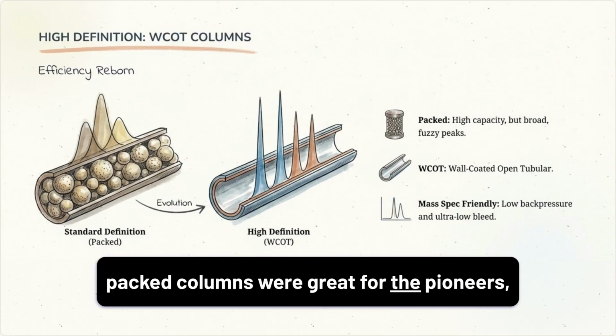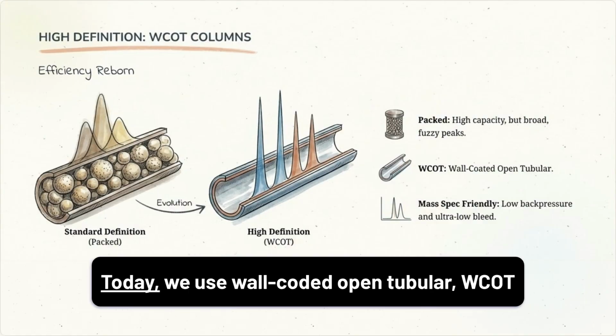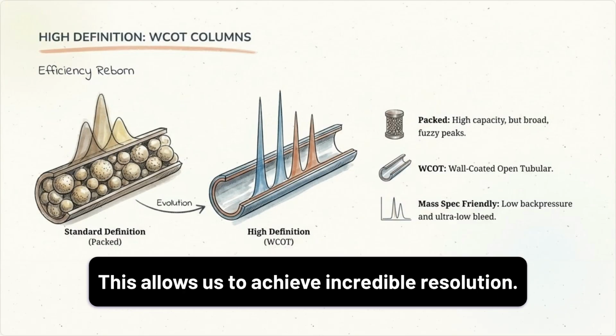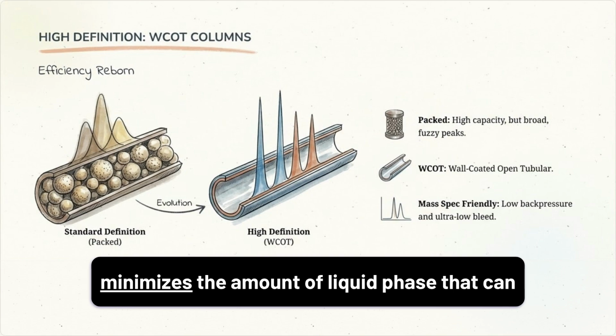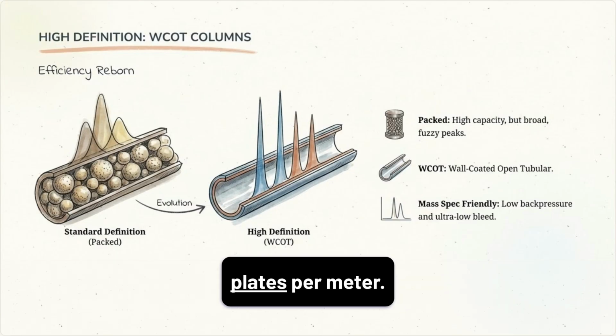Packed columns were great for the pioneers, but they were the standard definition of chromatography. Today, we use wall-coated open tubular, WCOT columns. Because the center is open, we can have 60-meter columns with minimal resistance. This allows us to achieve incredible resolution. A pro chooses WCOT for mass spec because it minimizes the amount of liquid phase that can bleed into the ion source while maximizing the plates per meter.